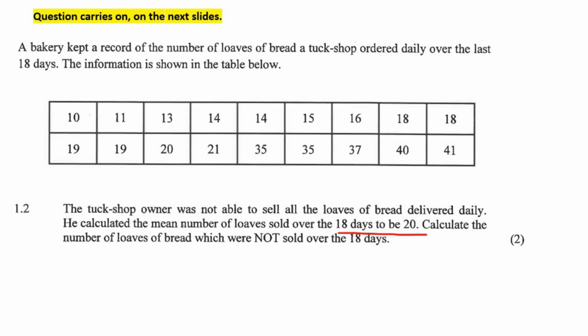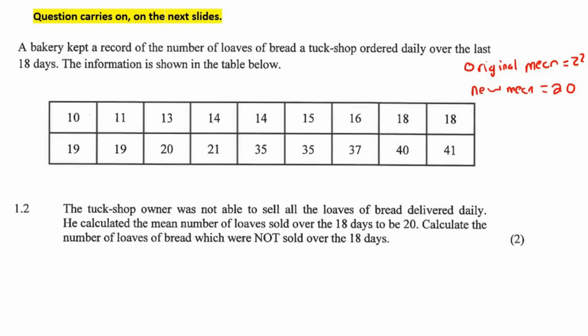Okay, but earlier on we calculated it. Remember what our original mean was? It was 22. But he didn't manage to sell all of them. So his new mean, his new daily average was 20 because he wasn't able to sell everything. So it says calculate the number of loaves of bread which were not sold over the 18 days.